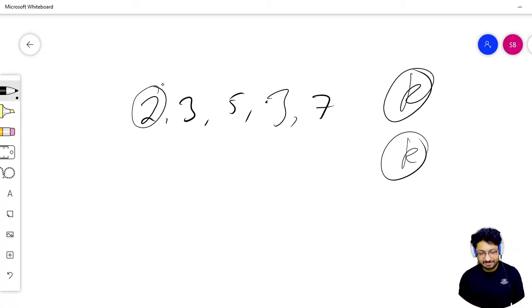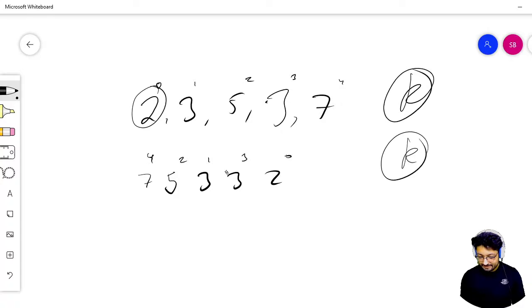So you can first make a vector of pairs, where the first number is the number itself and the second number is the index, like this. You have to map them and then sort them. So it will sort like this: 7 5 3 3 2, and the indexes will be like this: 4, fifth index is 2, third number is let's say 1, then 3, then 0. So these are the indexes as well as the numbers.